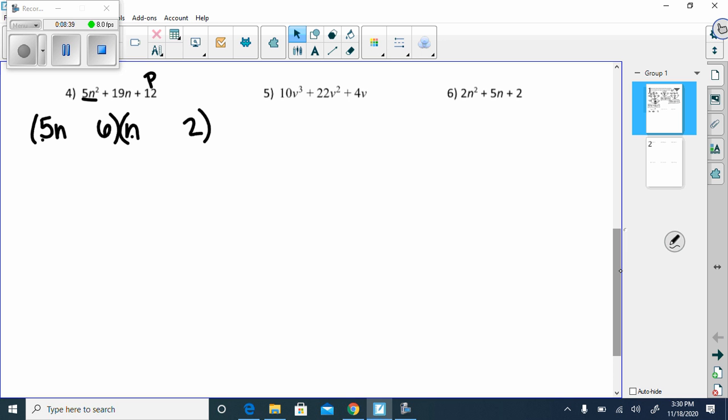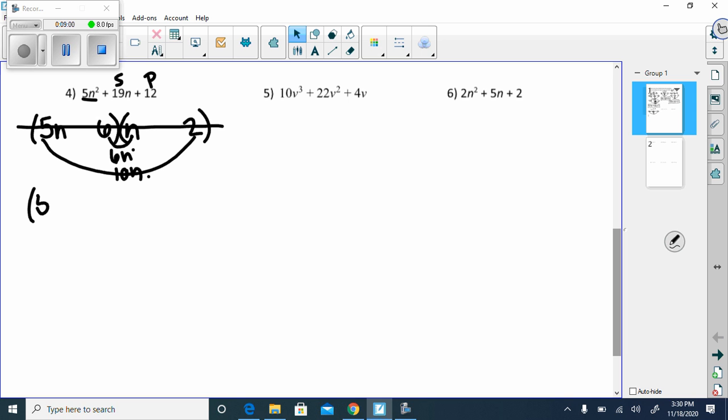But to see if I'm correct, and if those are going to give me my sum, I have to check the inner and outer. Well, if I multiply the inside terms, I get 6n. If I multiply the outside terms, I'm going to get 10n. And there is no way for 6 and 10 to give me 19. So this must not work.